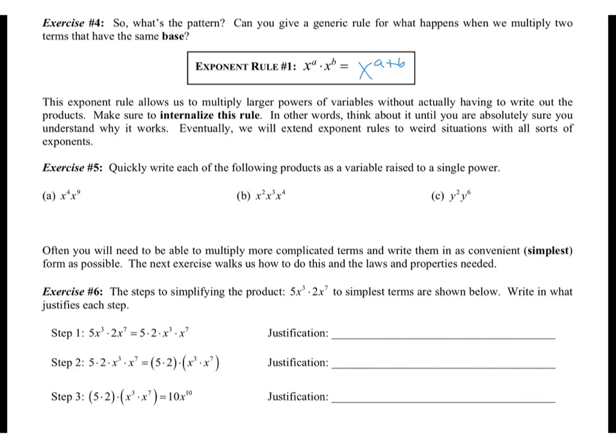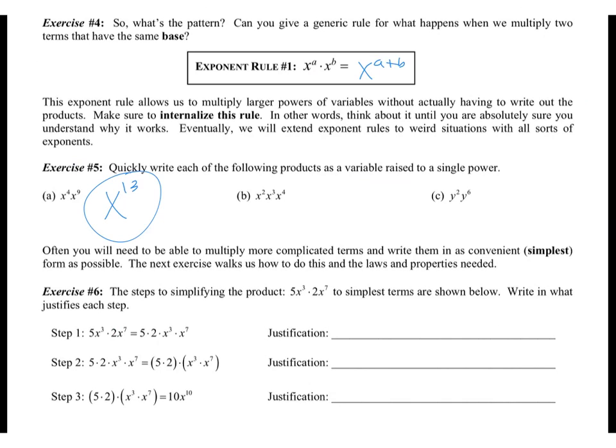So quickly write each of the following products as a variable raised to a single power. Well, is the base the same for letter A? They're both x, so it stays x, and then you add the exponents. 4 and 9 makes 13.